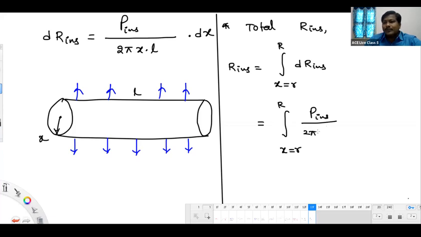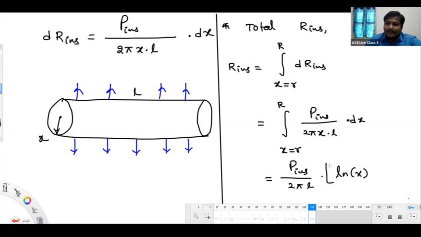So you can write now integral x equal to small r to capital R of dr insulation, which is rho insulation by 2 pi x L with respect to x. So you can write rho insulation by 2 pi L, times the integral of 1 by x, which is the natural logarithm of x. And we should keep the limits from small r to capital R here. Okay, do that quickly.